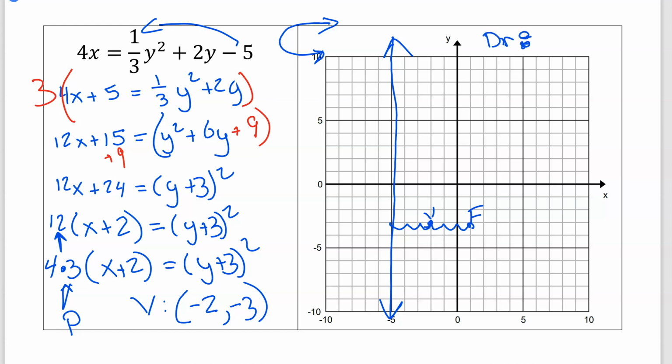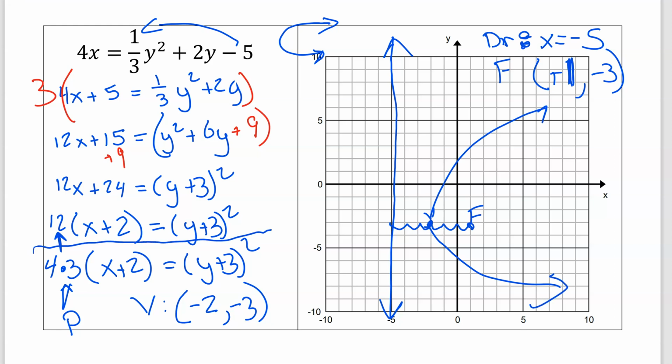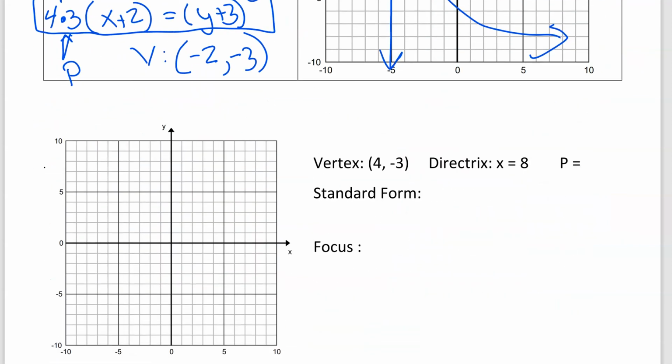So the directrix is going to be x equals -5. The focus is at (1, -3), and our parabola is going to be doing something like that. But what we're concerned with really on all these problems today is getting the right format, figuring out the focus and the directrix. The sketch is just to kind of help us see what we're doing.